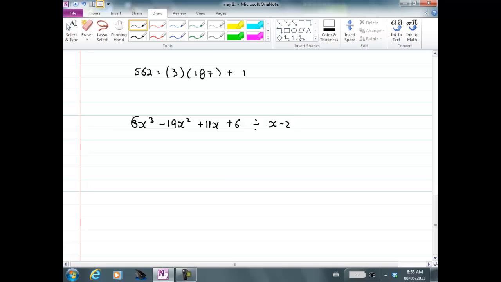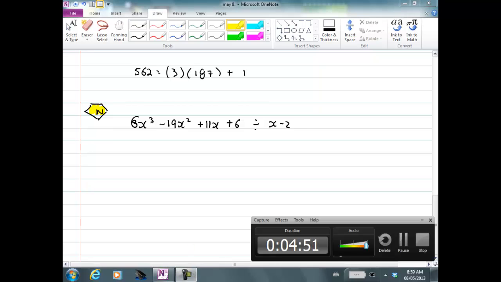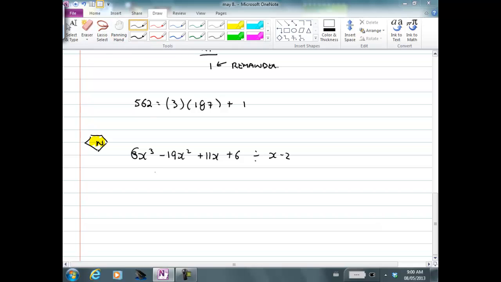Using the same logic and same pattern, how would you divide this? And this will be your super note question for today. Without me teaching you anything, get together in your rows. Work is what I'm looking for. Let the games begin. Your hint is this. If I were to rewrite this as x minus 2 into 6x cubed minus 19x squared plus 11x plus 6.